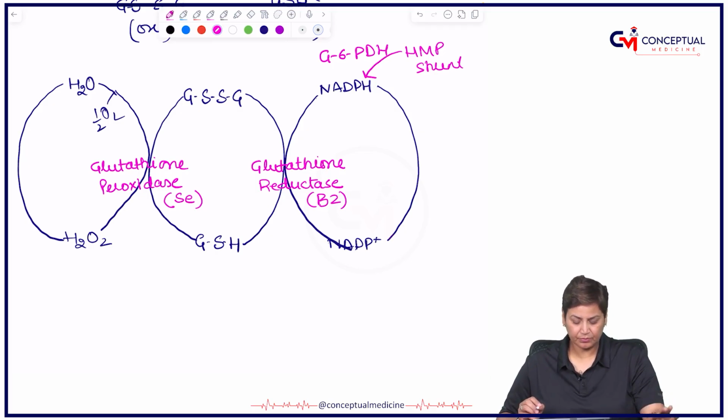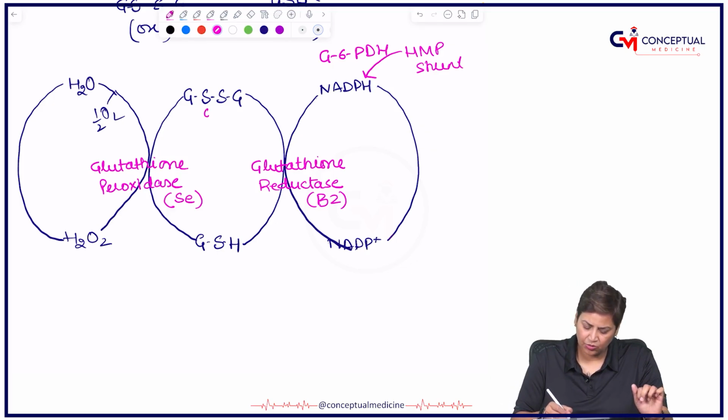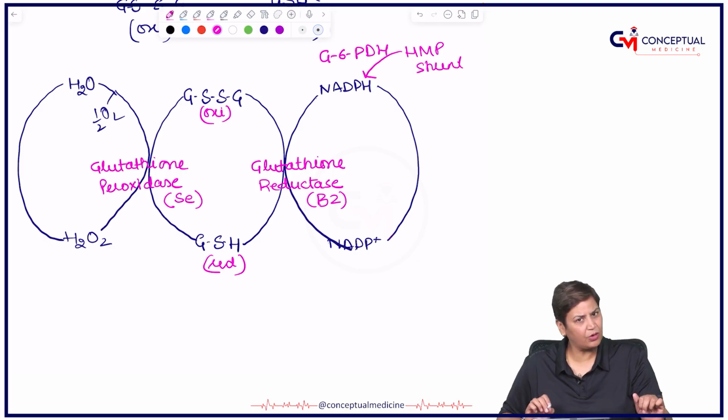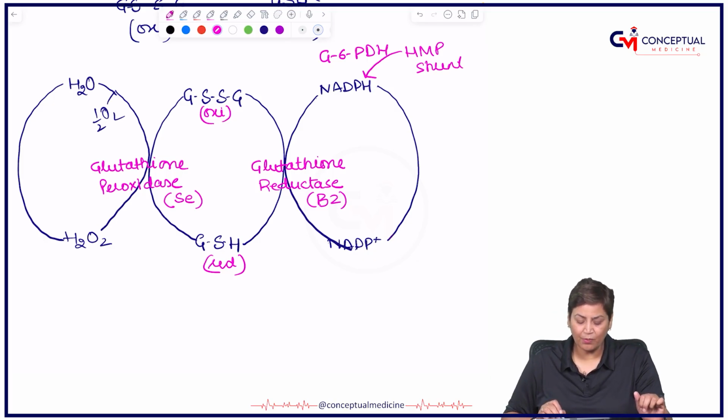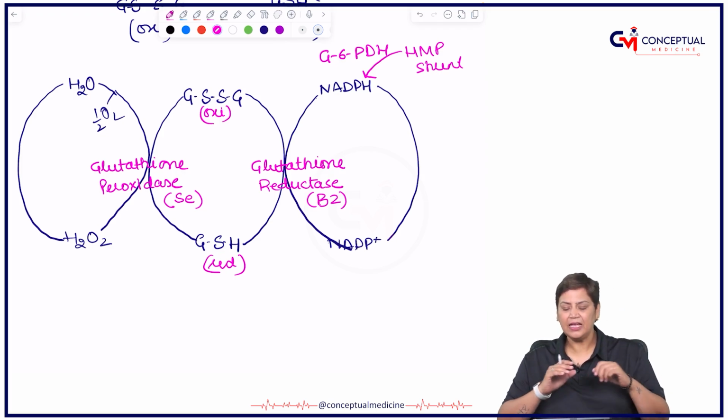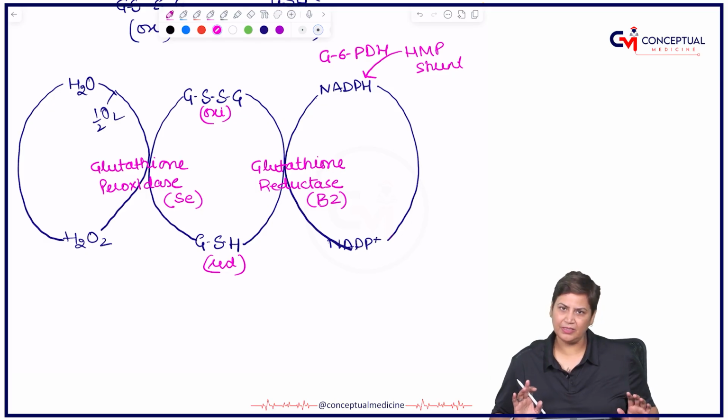Now see, the HMP shunt is going on. G6PDH is there, which is producing NADPH. NADPH is converting oxidized glutathione to a reduced form in the presence of glutathione reductase, and this reduced form is leading to the breakdown of peroxide radicals. This is the process taking place in the cell membrane of RBCs.